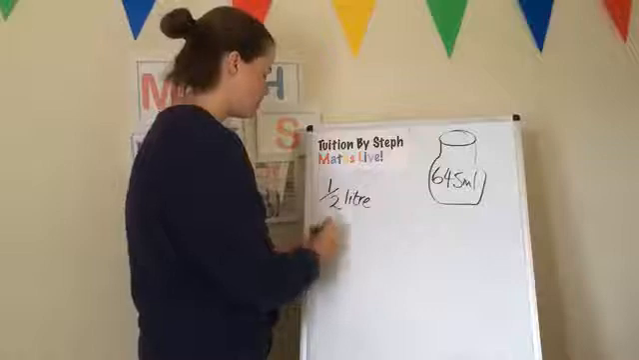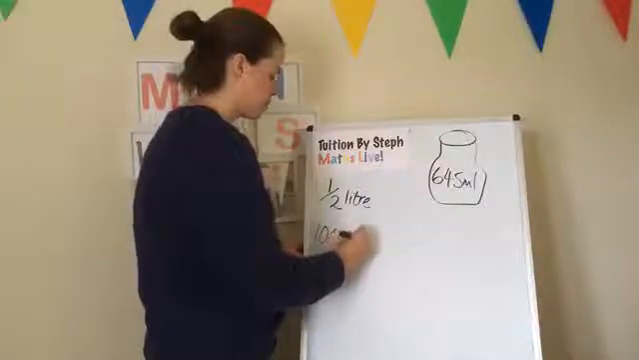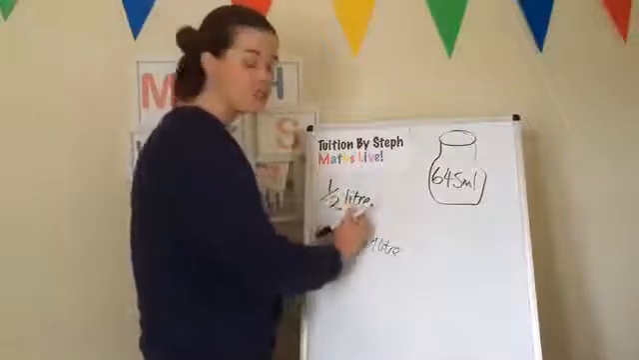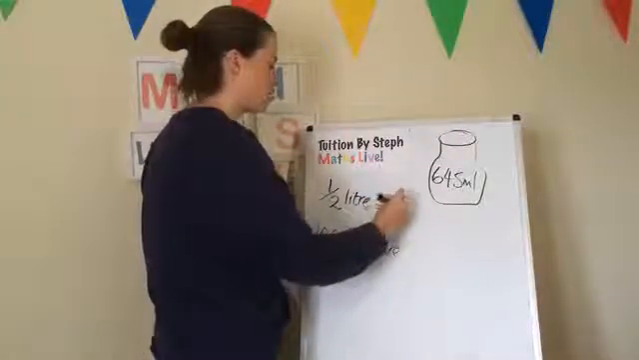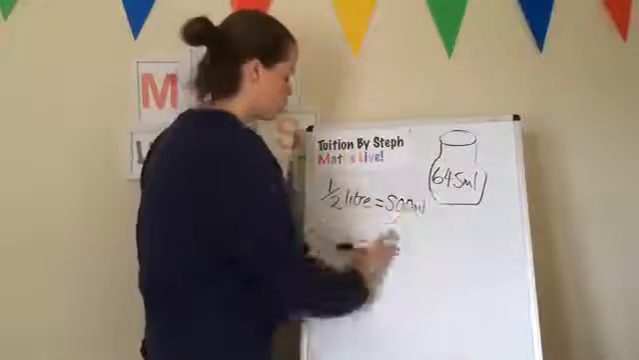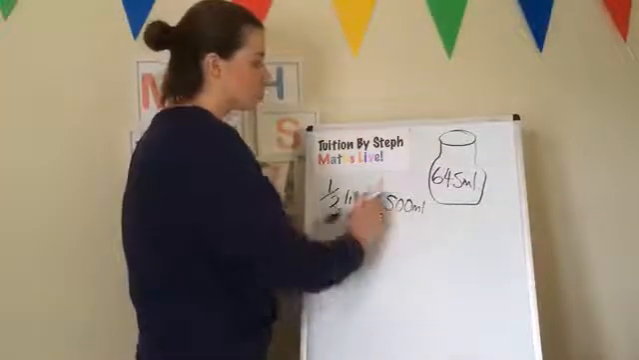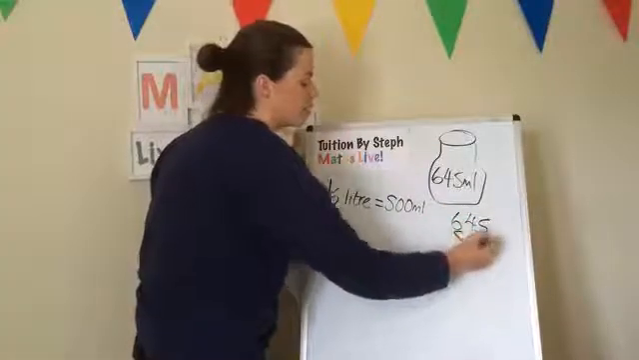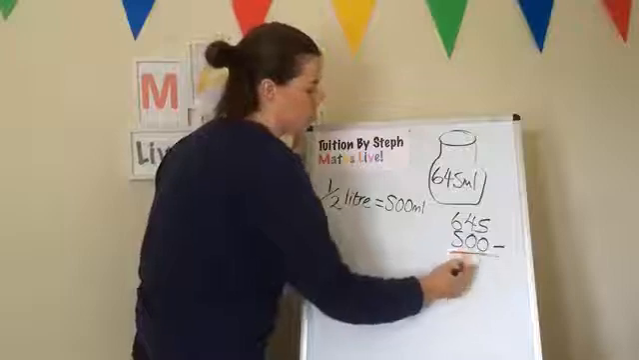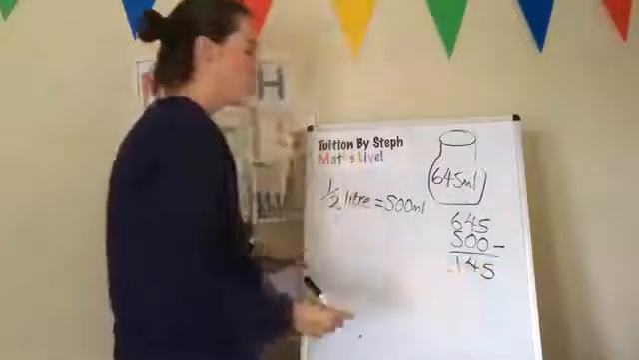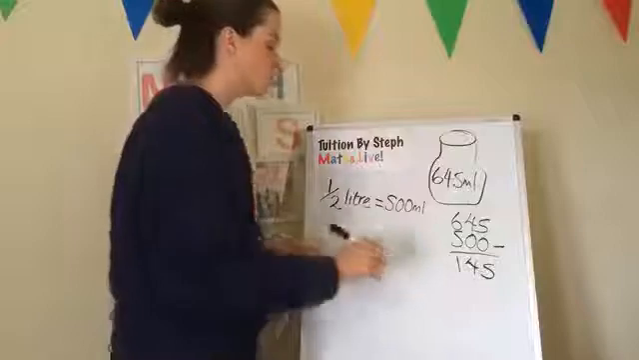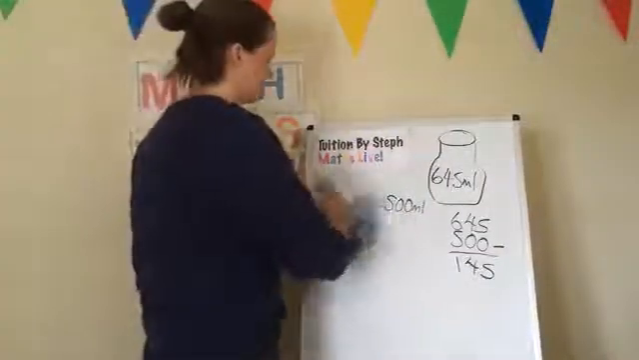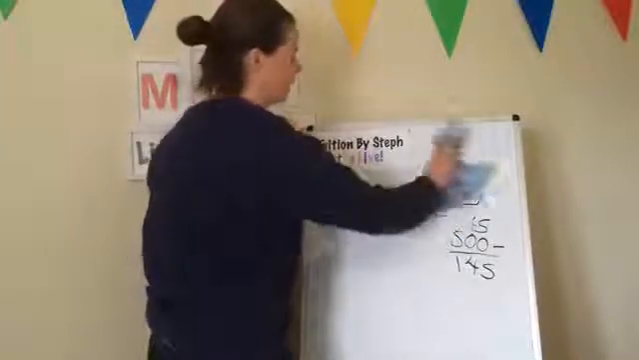Now, 1,000 millilitres is 1 litre. Therefore, half a litre must be 500 millilitres. So if half a litre's been poured out, you do 645, take away 500, which we don't really need to do column method for that, is 145. So 145 millilitres is left in the bottle. That's a lot of milk.